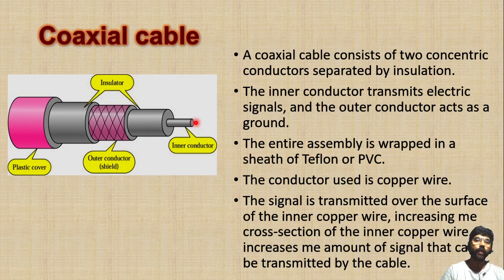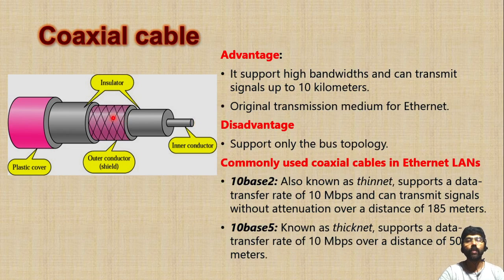It has some advantages and disadvantages. First we learn what the advantages are. The first advantage is bandwidth. It supports higher bandwidth. We can transmit higher bandwidth up to 10 kilometers. The maximum transmission is done up to 10 kilometers. And this type of coaxial cable is used as the data transmission medium for Ethernet.